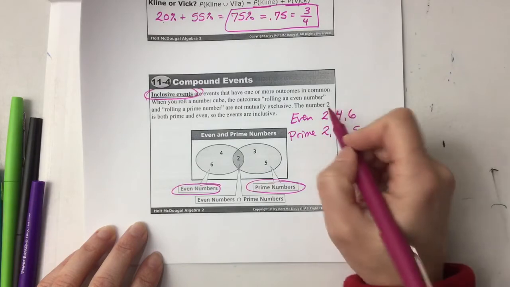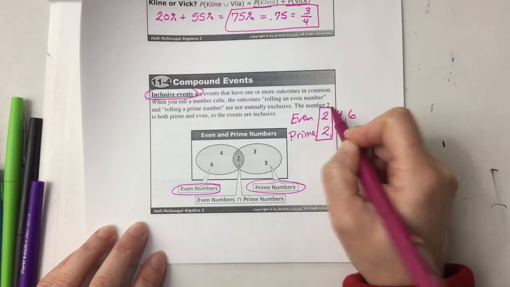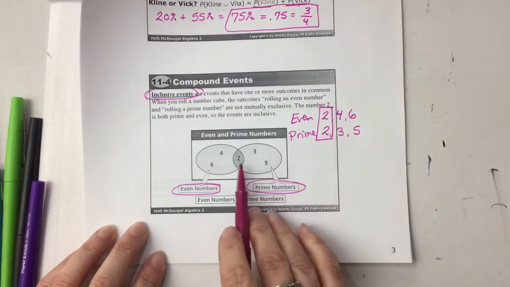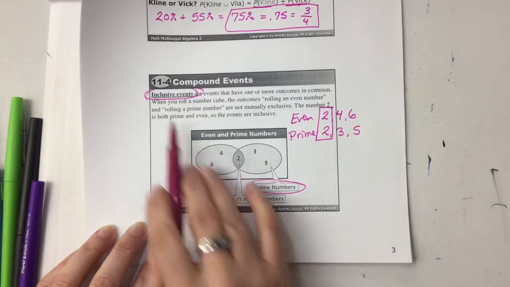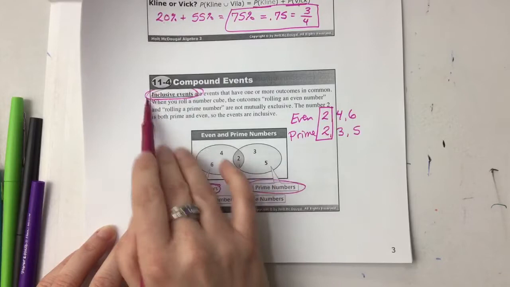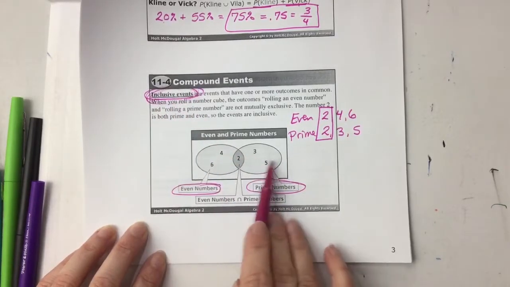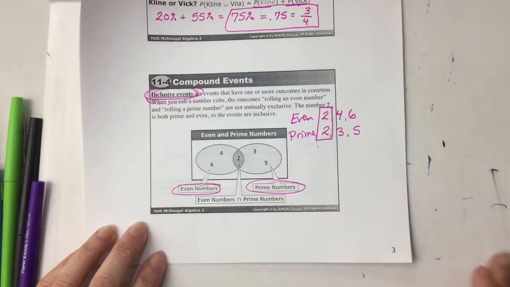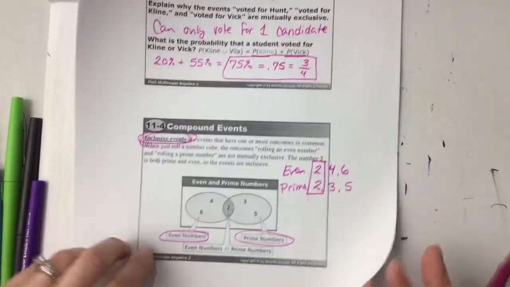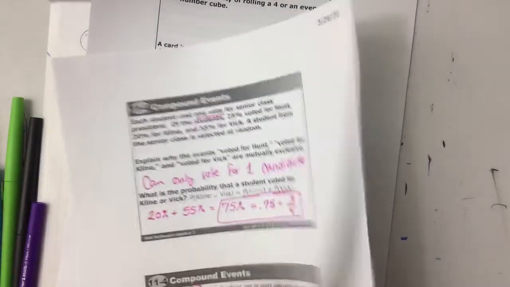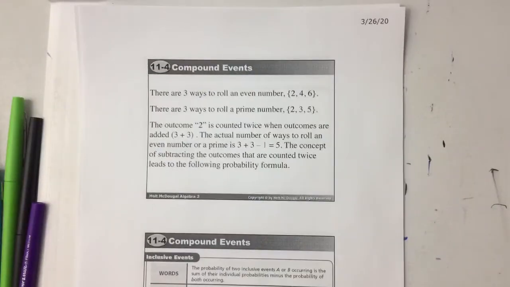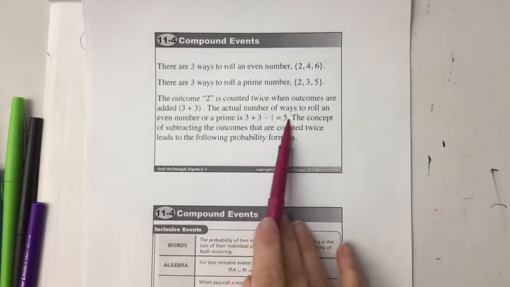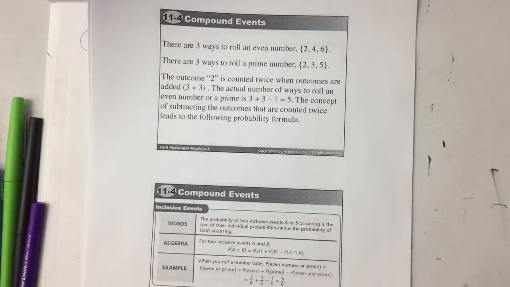So if you look at this, there is an overlap. The 2 is both even and it is prime. So this is an inclusive event, meaning that you do have some overlap. Some of the items are part of both of the probabilities. So when that occurs, and here's just an example again, just in case you need to look back at it, even numbers, prime numbers, and then how you go ahead and figure this out.